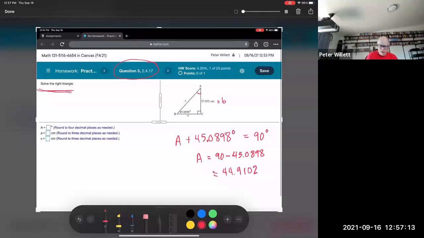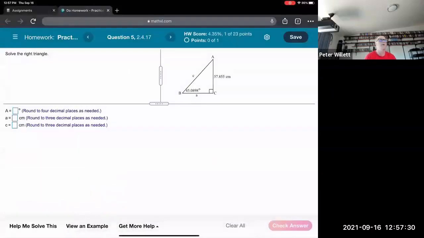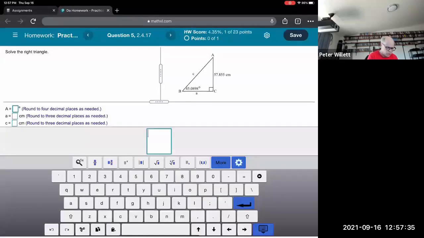And so then I take that answer and I look at where I'm supposed to round. It says to round to 4 decimal places as needed. But that's where my answer comes out to because they gave me this to 4 decimals. So this is the answer I would put in there. So I'm going back to the screen where we can see that. And so I want to put in 44.9102.